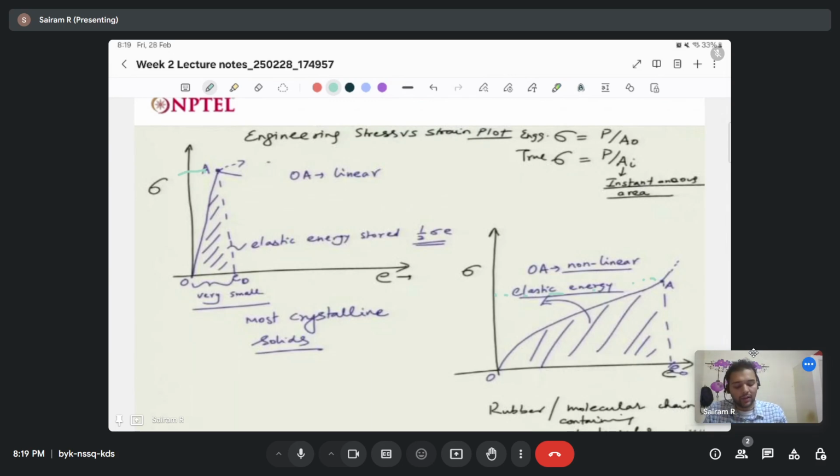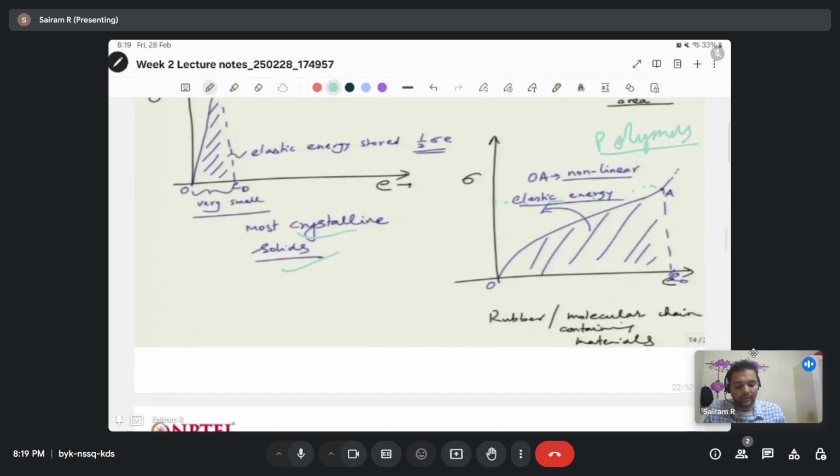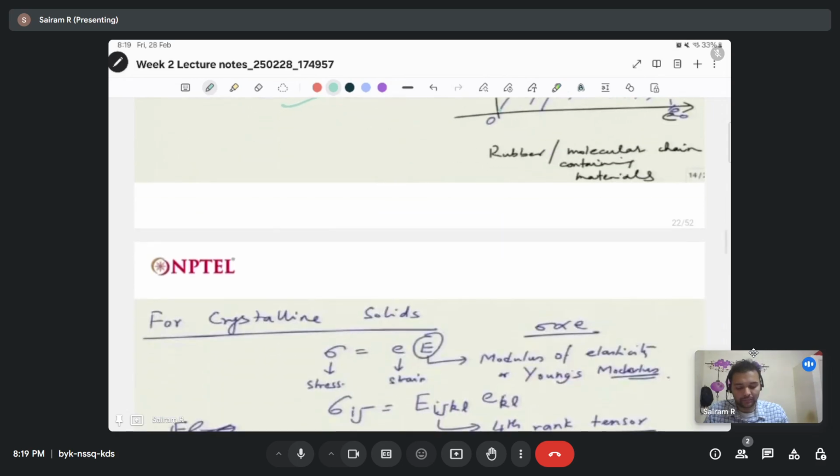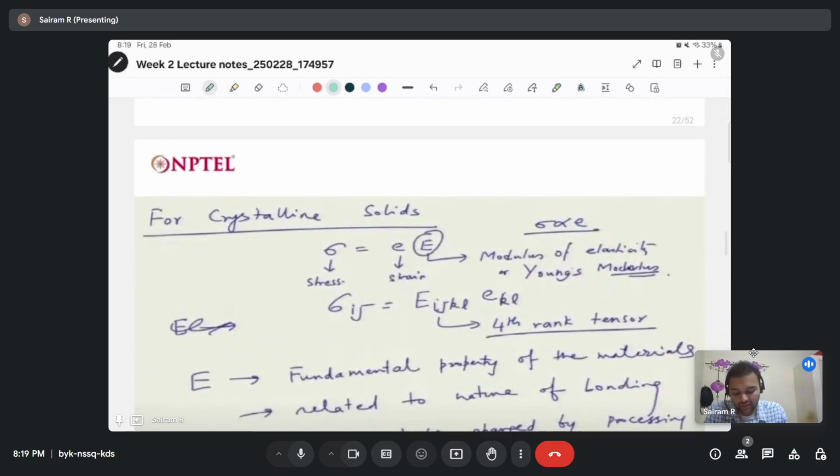But in the case of OA for the polymers, this is for most crystalline solids, and this is for polymers. It's not a very steep curve. It gradually tends to a point, and it does not follow a linear path. But even amidst all these problems, it is still elastic in nature because if we are inducing stresses from say 0 to sigma 1, sigma 2, sigma 3, sigma 4, if we release the stress even at sigma 4, it almost comes back to the point 0 in terms of the elongation.